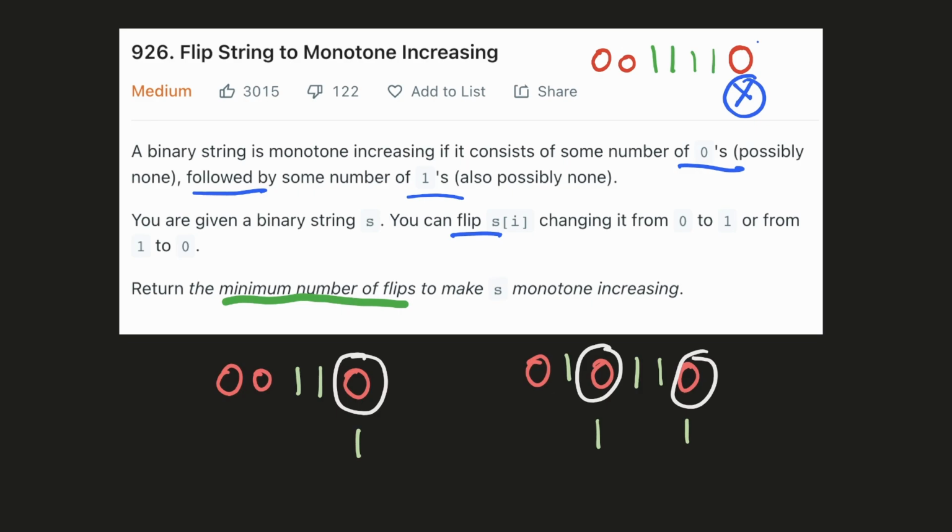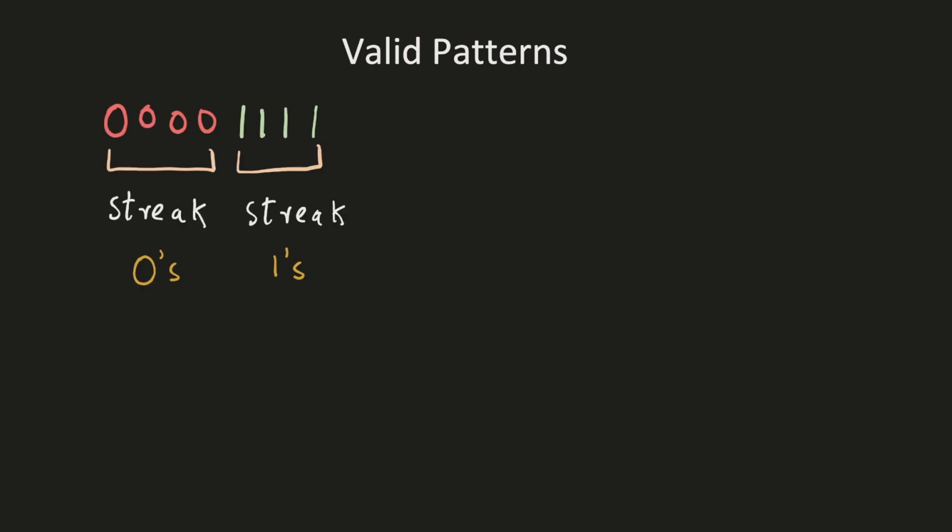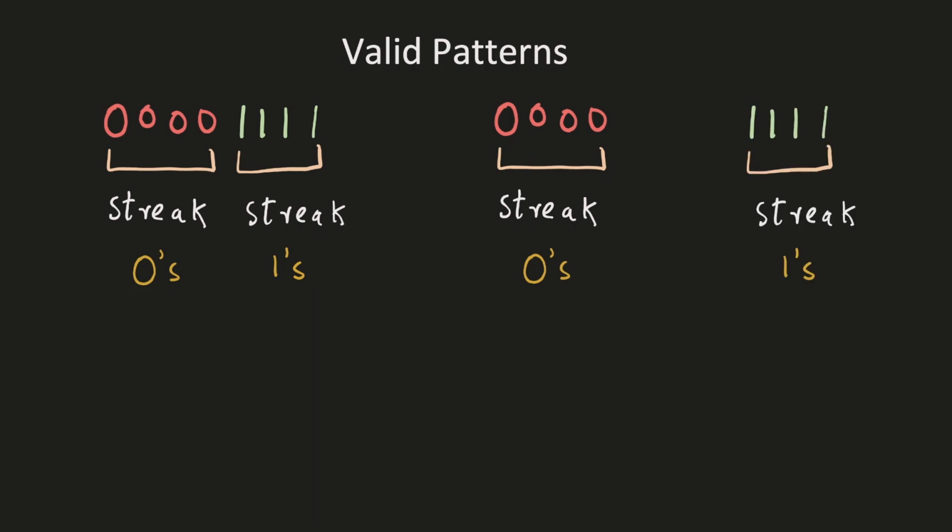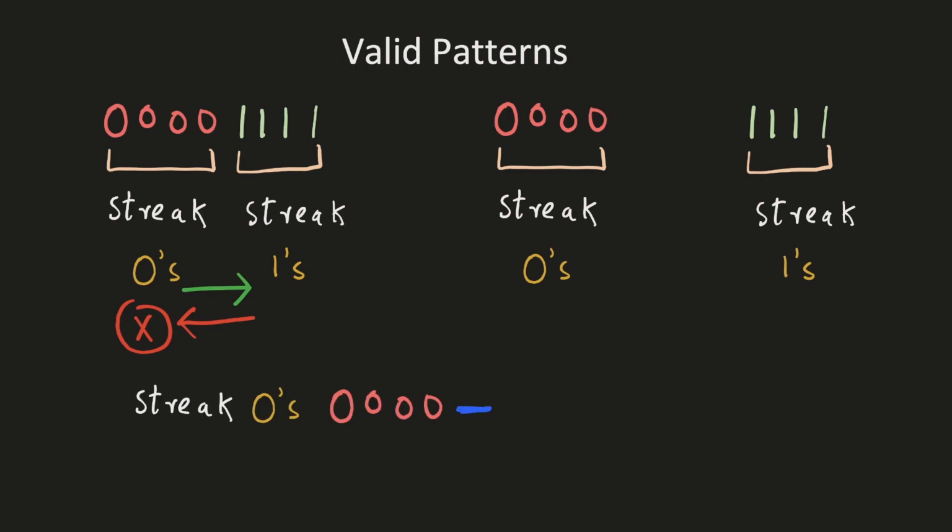Let's try to come up with an intuitive solution for this. Let's have a look at some valid patterns for a monotone increasing binary string. Firstly, we could have a string like this where a streak of zeros is followed by a streak of ones. We could also have a pattern just containing a streak of zeros. And similarly, we could have a pattern just containing a streak of ones. In the first pattern, you could see that we are allowed to transform from a streak of zeros to a streak of ones. But on the other hand, we are not allowed to transform from a streak of ones to a streak of zeros.